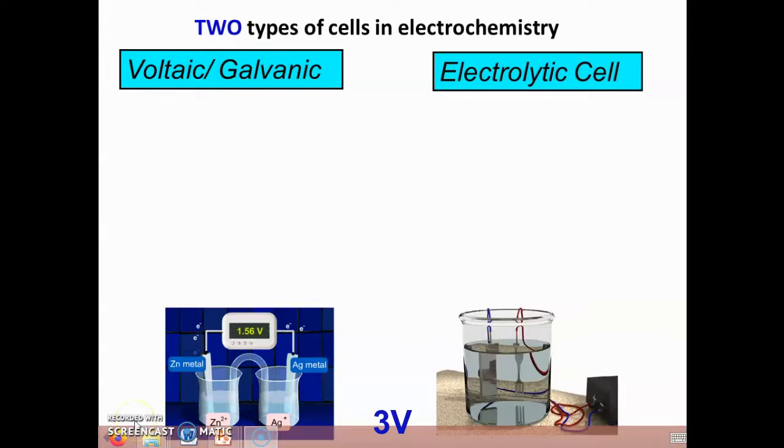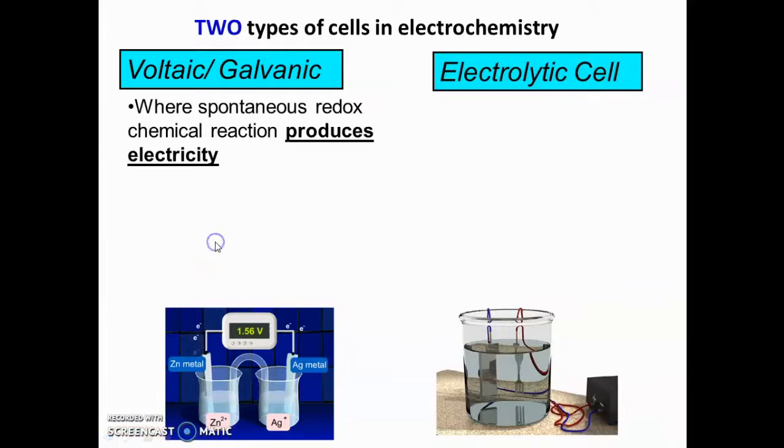Today I will introduce the pre-lab experiment on the electrochemical cell. As you know, electrochemical cells are divided into two types: the voltaic cell and the electrolytic cell. A voltaic cell uses a spontaneous redox chemical reaction to produce electricity. A redox chemical reaction is an oxidation and reduction process.